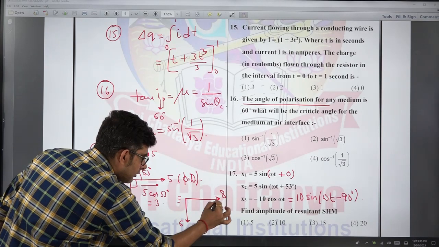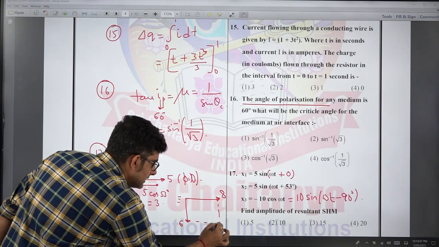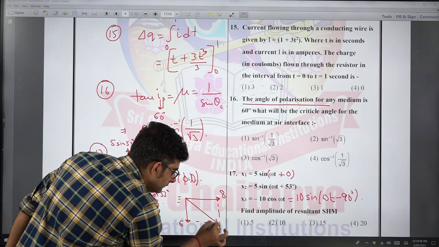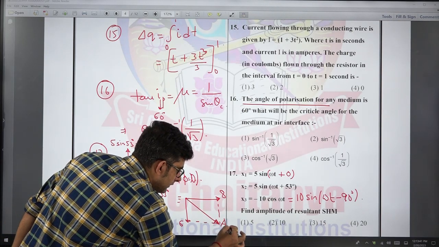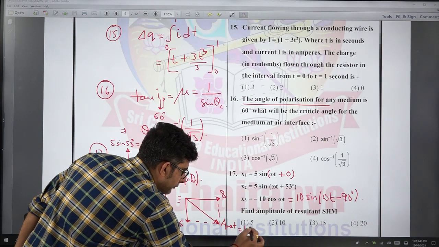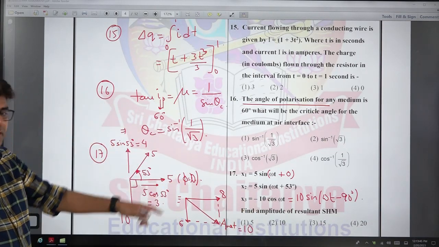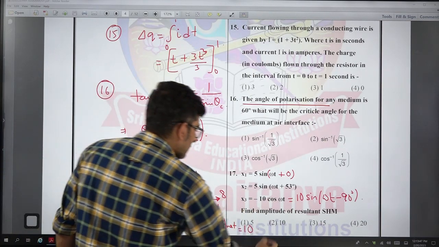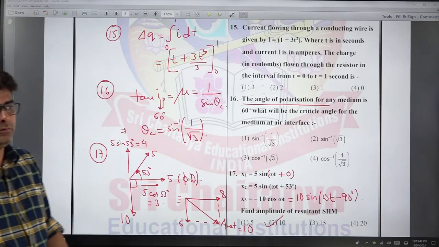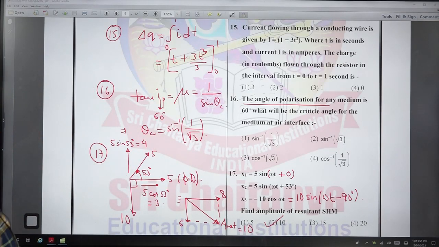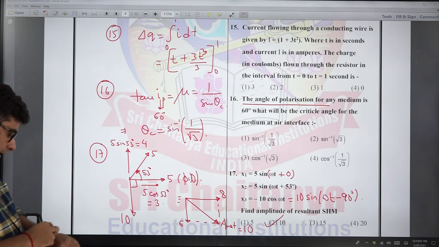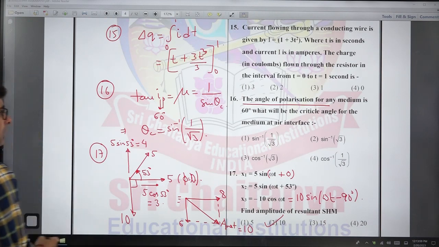6. So the resultant amplitude by vector addition, A net, will be under root of 8 square plus 6 square. What is that? 10. So second option. Understood? Yes. Just like vector addition, you will add the amplitudes. Is it clear? Yes. Completed? Okay.